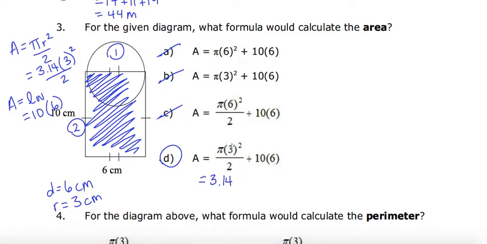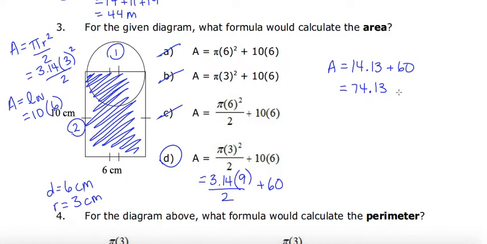So I have 3.14. 3 squared is 3 times 3, and that gives me 9. Divide by 2. 10 times 6 is 60. I'm going to finish this calculation over here on the side. I can do my 3.14 times my 9 and then divide by 2 in one step. That gives me 14.13. Add to my 60 gives me a value of 74.13. And my units in this case will be centimeters, and because it's area, then I square that.